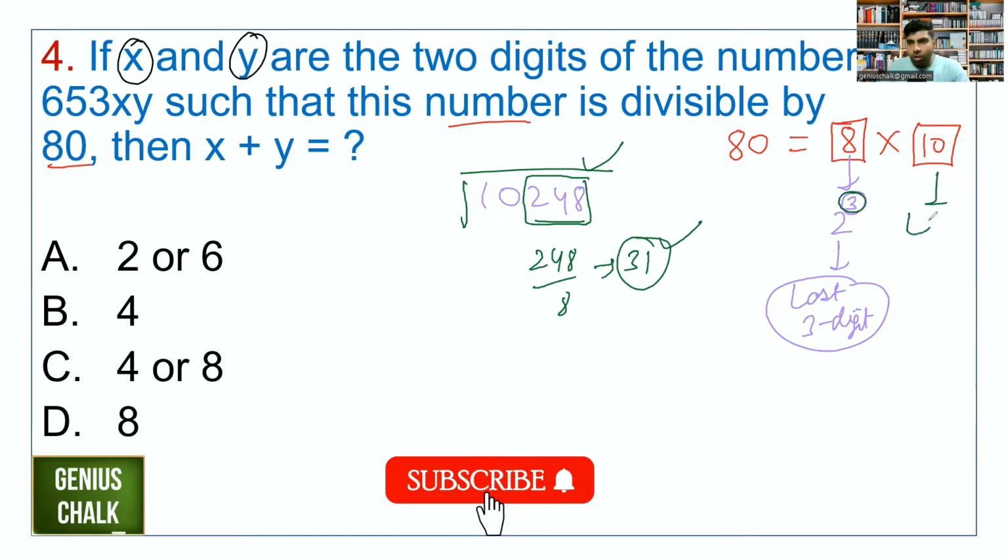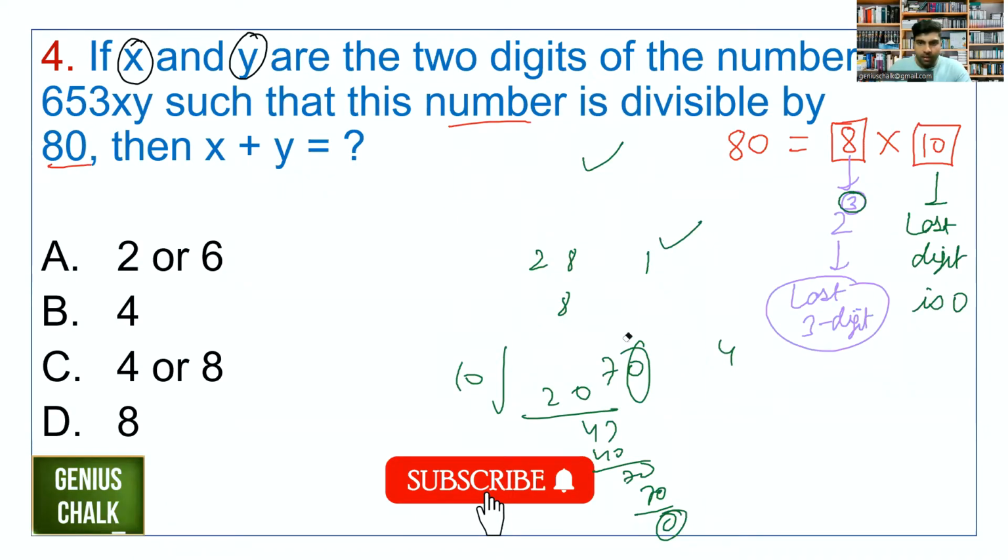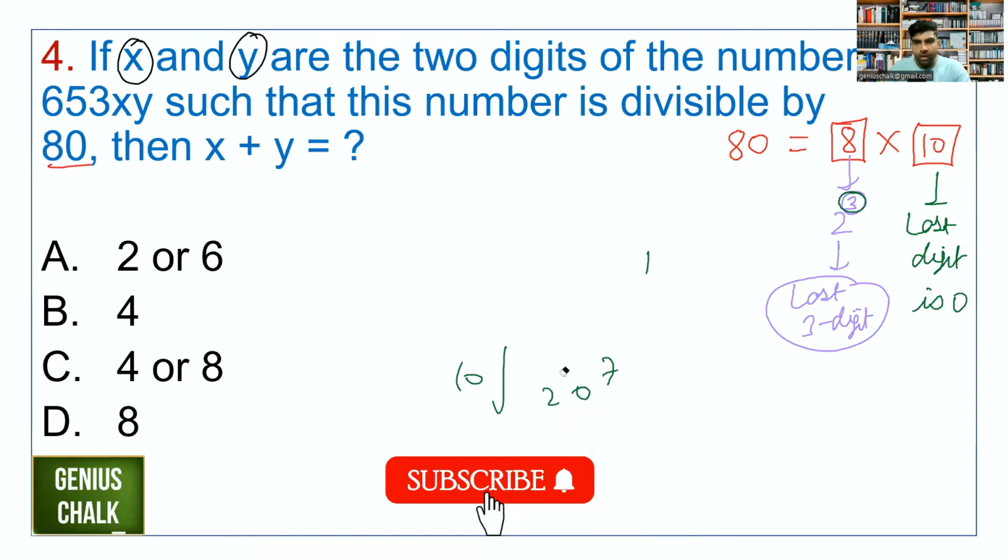And for 10, the last digit has to be 0. Last digit has to be 0. Like 2470. So this number is divisible by 10. You can see 10 2s are 20, 10 4s are 40, 10 7s are 70. So this number is divisible by 10 if the last digit is 0. So we are going to use these two concepts in this question. So let's apply. And we have the options also, so we can take the help of the options as well.